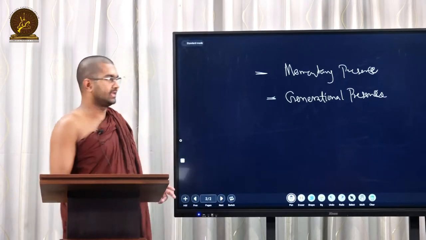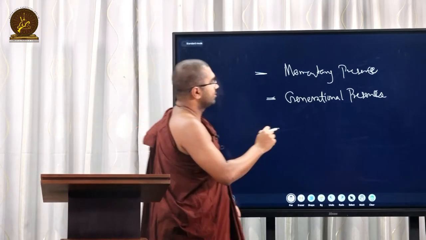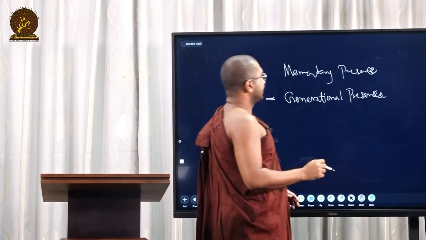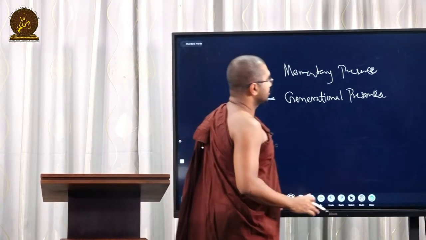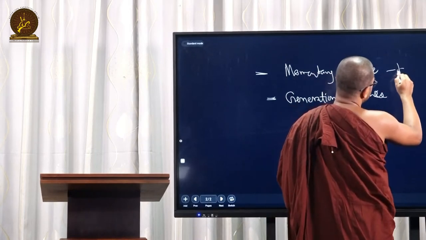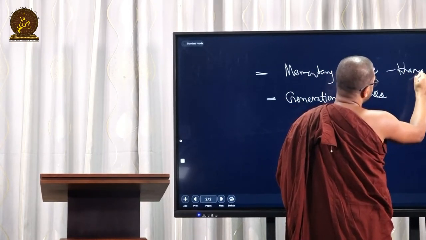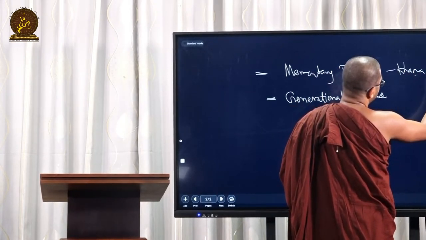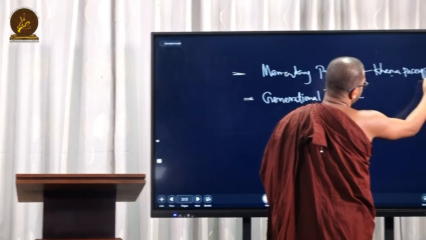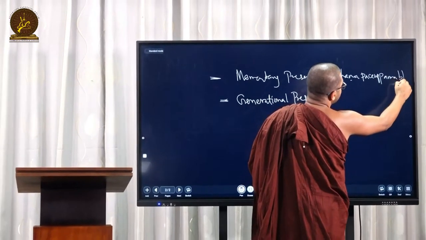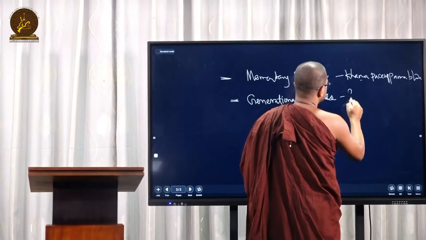Now in Pali we call it khana pachupanna, momentary. Generational presence is called santati pachupanna. Khana pachupanna bhava. Then santati pachupanna bhava.